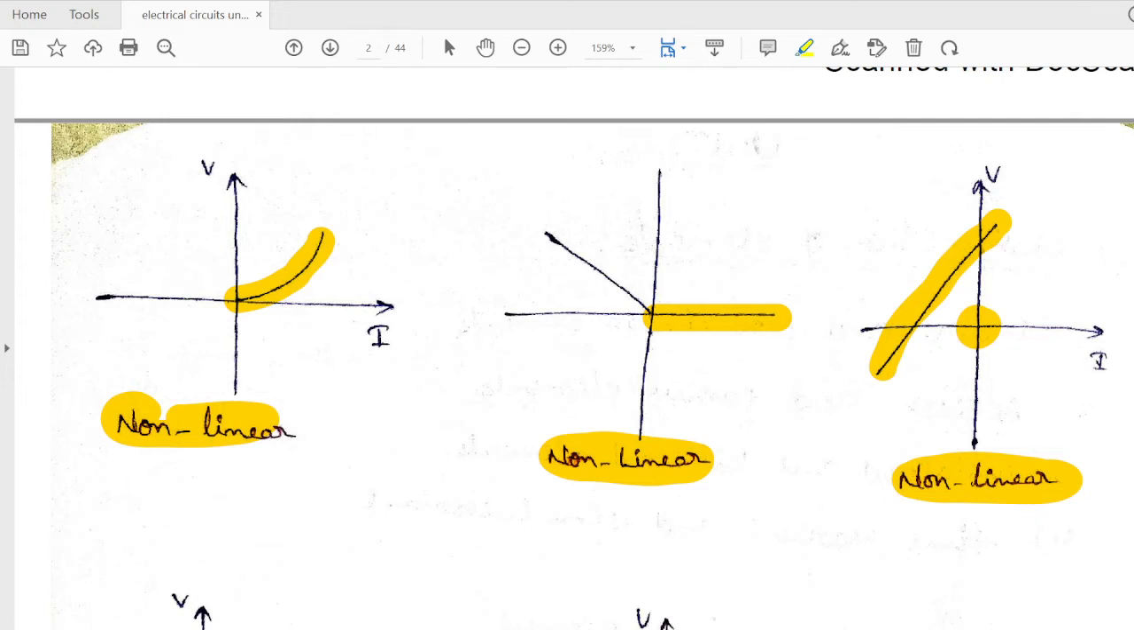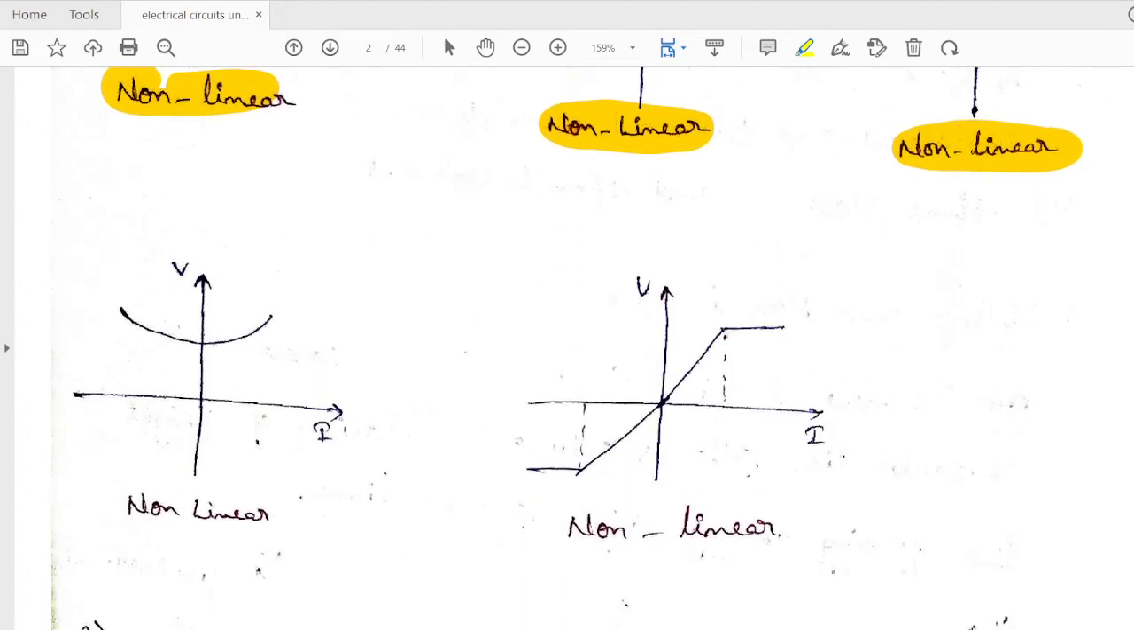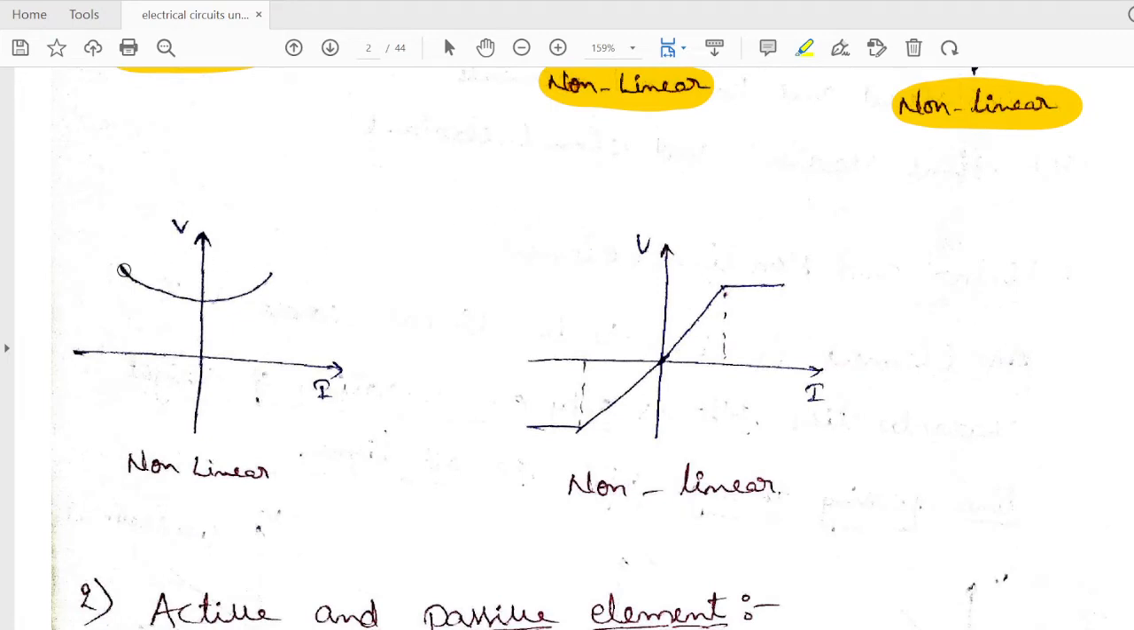Okay, now let us go further. See, anyhow, this is not a straight line and it is not passing through origin. This element is also non-linear. Here it is passing through origin, but it is not a single straight line. Up to here, one straight line. From here to here, it is changing. From here to here, I am getting one. Here to here, I am getting another one. So it is also a non-linear element. So the elements which are showing these kind of characteristics are non-linear.